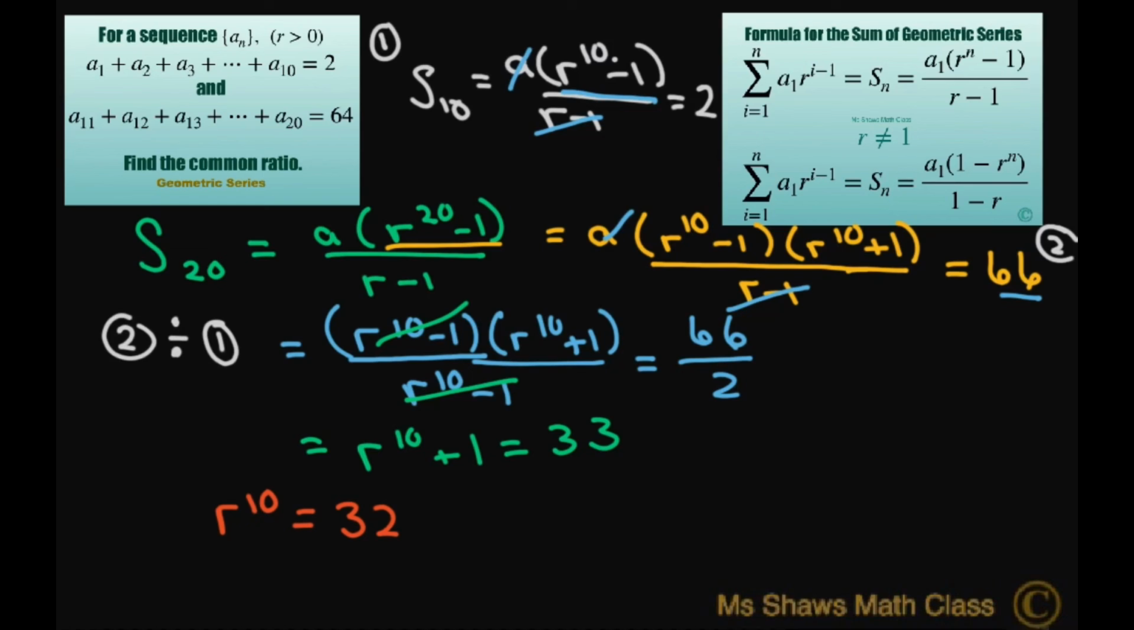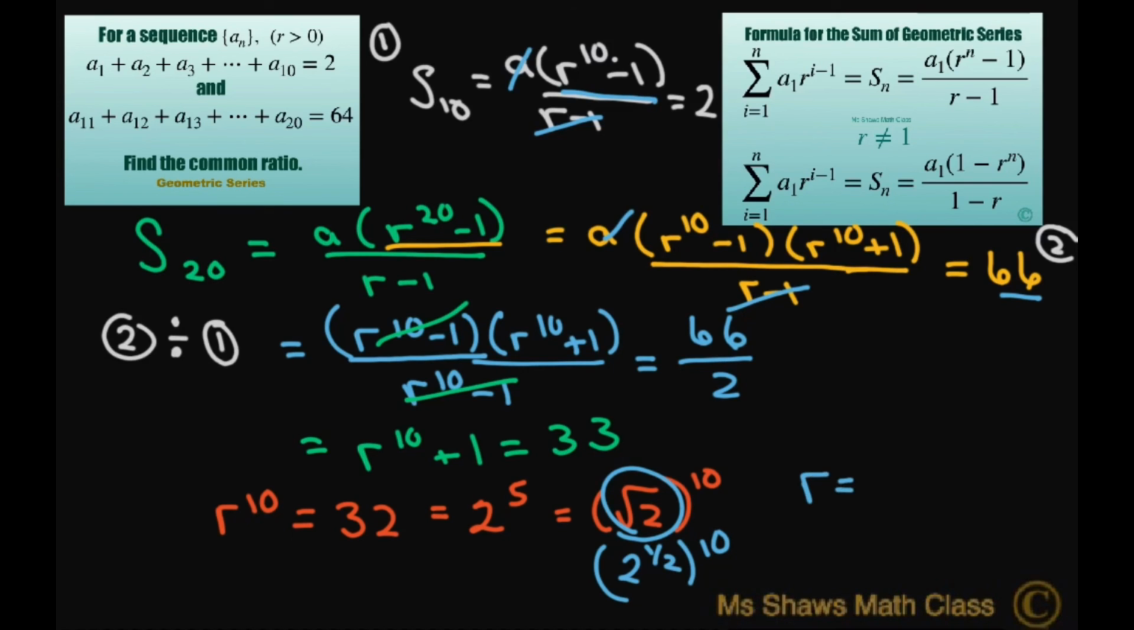Now 32 equals 2 to the power of 5. So if I want to write this to the power of 10, I'm going to have to write this as square root of 2 to the power of 10. Because remember, square root of 2 can be written as 2 to the power of 1/2. So basically, your r is going to equal square root of 2, and your common ratio has to be positive, so that works out. Our r is positive.